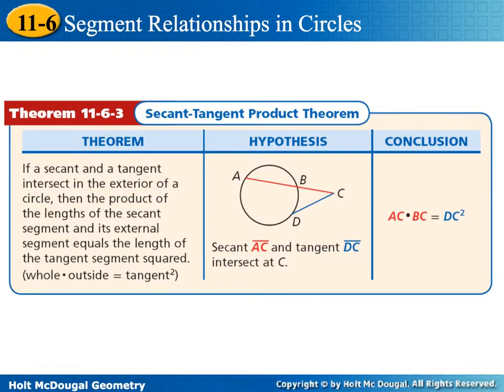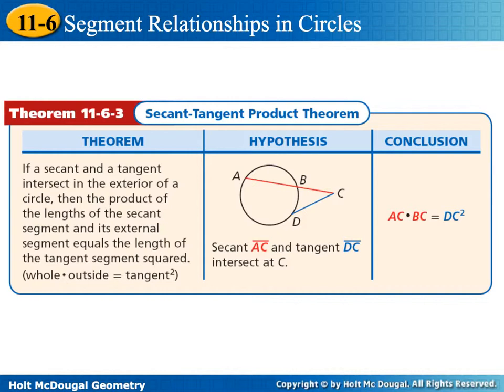All right, so we got a secant tangent product property. Yes. So notice how I've got a tangent going on and a secant going on. Again, you're going to take the whole secant, multiply it by the external. And since I only have a tangent, I'm going to go ahead and square it, and that's what I'm going to set equal to.